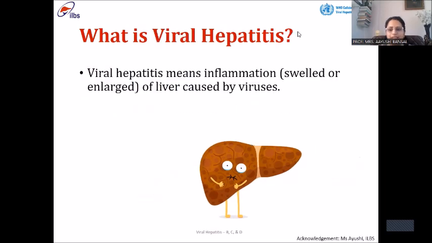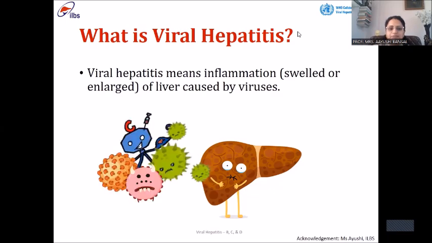What is viral hepatitis? Hepatitis can be caused by water or contaminated food, that is, enterically, but because we are dealing with viral hepatitis, that will go with viruses only. That means viral hepatitis is inflammation of the liver caused by viruses. In this, we will see swelling or enlargement of the liver. Microorganisms like viruses enter the liver and make it ill.